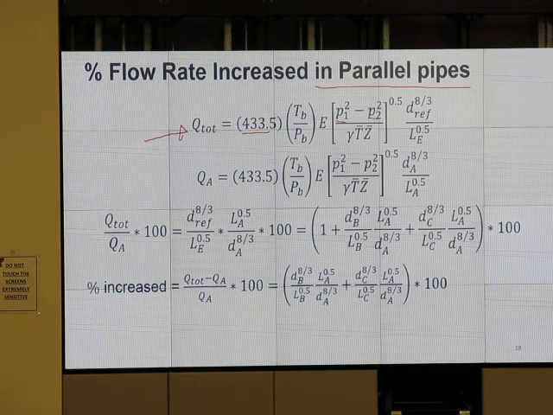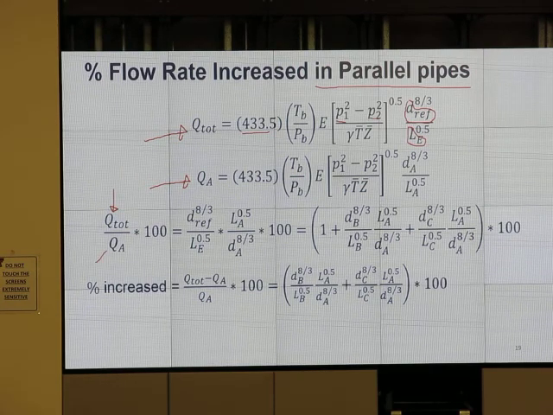And this time we have a reference diameter. After I add every pipe together, I call that the reference diameter at the equivalent length. Add them together and compare with just pipe A by itself. So I have dA over LA, and that is the exponent. Q total divided by QA multiplied by 100. The coefficient is the same, they cancel each other. Pressure is the same, cancel each other.